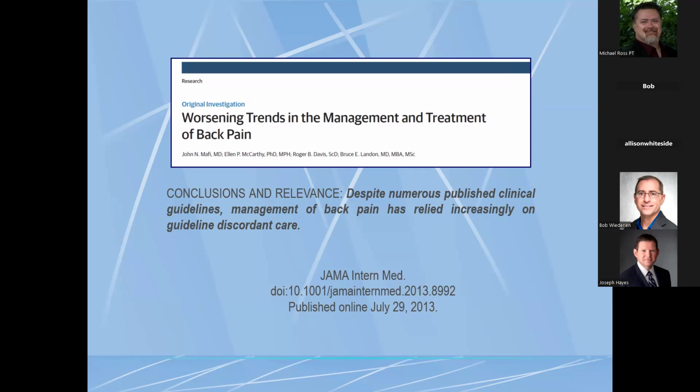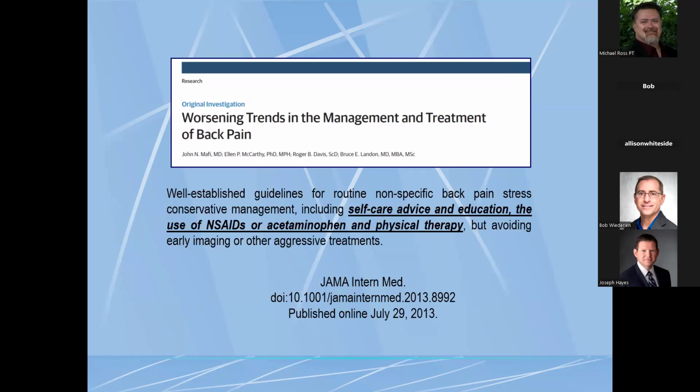And we think about now guideline discordant care, right? What does that mean? We know there are clinical practice guidelines that should help us understand what the best way to manage patients are. We know that. It's there for low back pain. So we know that, if you're dealing with a patient with acute low back pain, self-care advice and education, the use of nonsteroidals or acetaminophen, not opioids, and then PT, right? We can get into what that PT should probably look like, right? And there's some arguments for what that might be, but that's it, right? That's the guidelines associated with this.